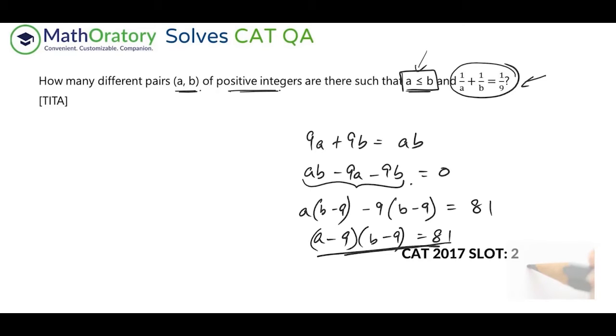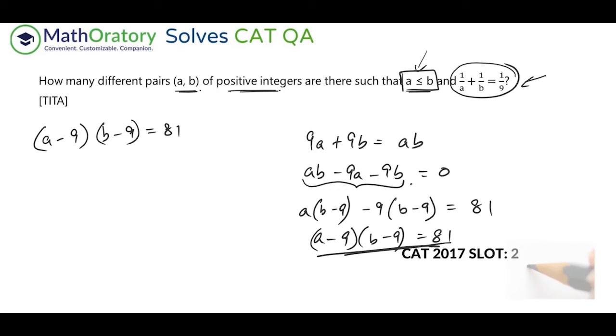So this is the one we are working with. Now let us look at this problem here. This is what the question transposes to. So we have a minus 9 and b minus 9. Let me write this properly. (a minus 9) into (b minus 9) equals 81.